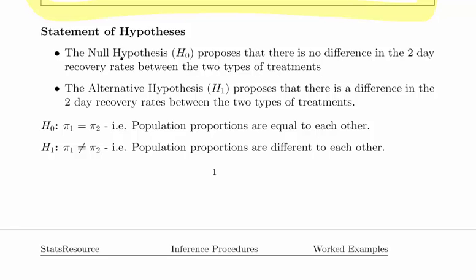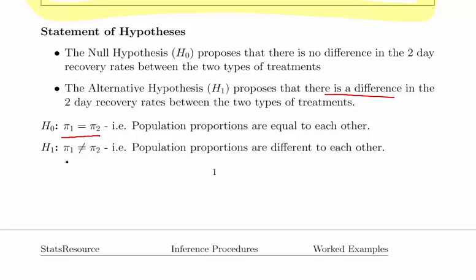Now this step is very important, the hypothesis test, because we're actually asked for this in the question. The null hypothesis proposes that there's no difference in the 2-day recovery rate between the two treatments. The alternative hypothesis proposes that there is a difference in the 2-day recovery rates between the two treatments. It doesn't really ask us is one better than the other. It just asks us are they the same.